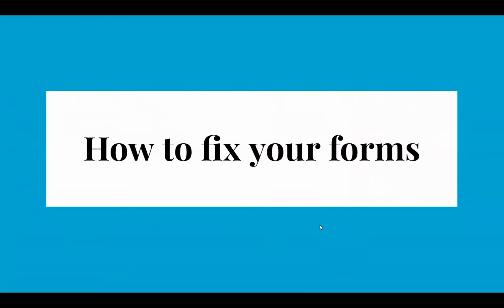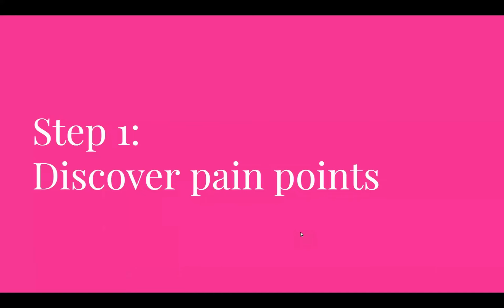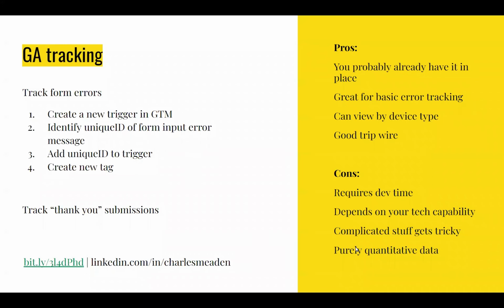So we know that forms in general are pretty awful, but how do we go about fixing them? So we're going to run through my process for how I evaluate a form and the steps that we need to complete in order to do that thoroughly and correctly. So the first step is to discover all the pain points that your form might be imposing on your user. And there are lots of different ways that you can do this, but this is the standard list that I would go through to evaluate a form.